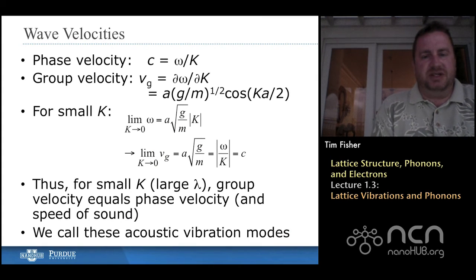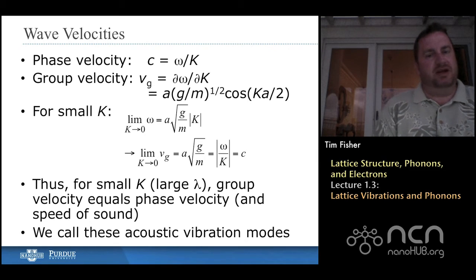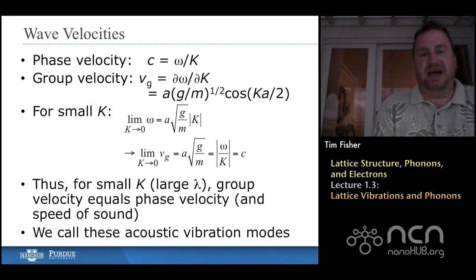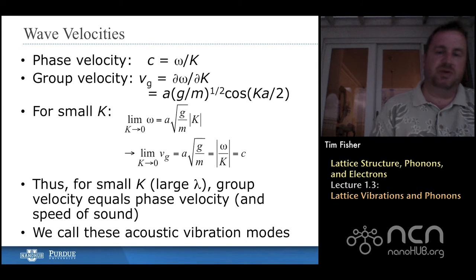So there are some velocities that go along with any of these propagating wave solutions. So there's a phase velocity. That is just the ratio of frequency to wave vector. The group velocity is certainly the most important velocity that we'll have to deal with. The group velocity is the derivative of frequency with respect to wave vector. The group velocity is so important because that's actually the velocity at which energy transport occurs. And so this is really important, and we're going to see this. We will use the group velocity over and over and over again.